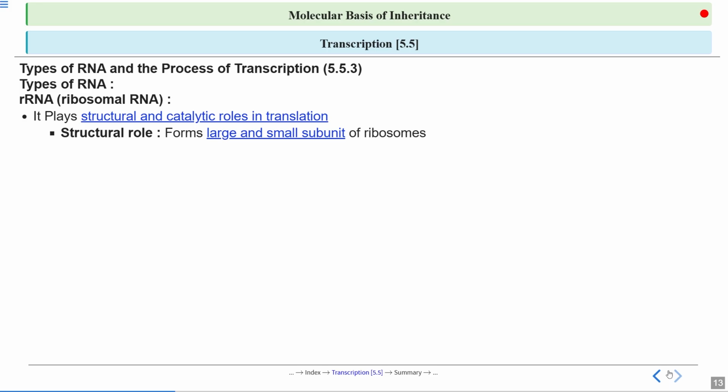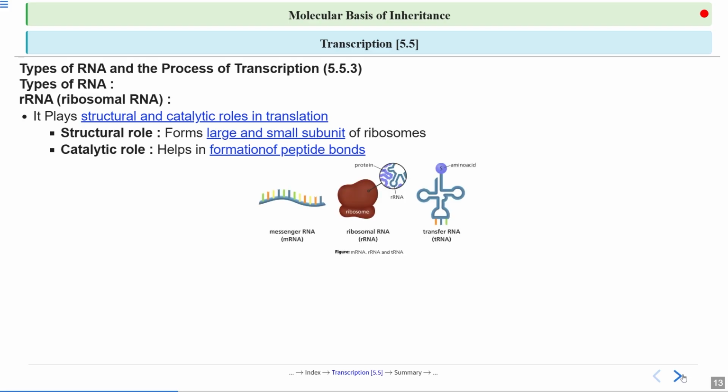We know prokaryotes have what kind of ribosome? 70S. Eukaryotes have what kind of ribosome? That is 80S. And both the 70S and 80S have two subunits, one large and one small, so rRNA forms the large and small subunits of the ribosome. And if we talk about the catalytic role, it helps in the formation of peptide bonds. We know that proteins are held together with peptide bonds, so it helps in making them. So these are the three kinds of RNA.